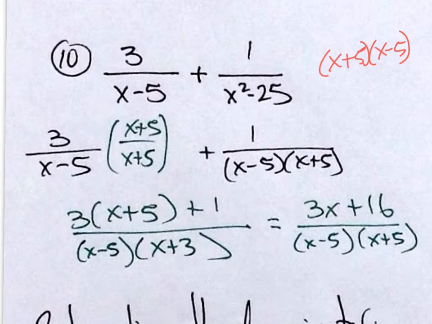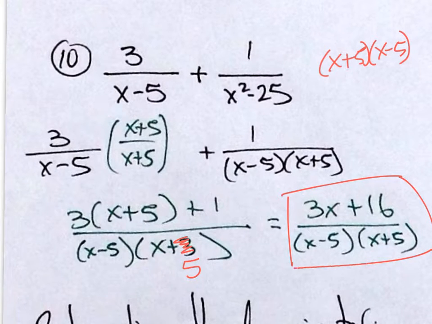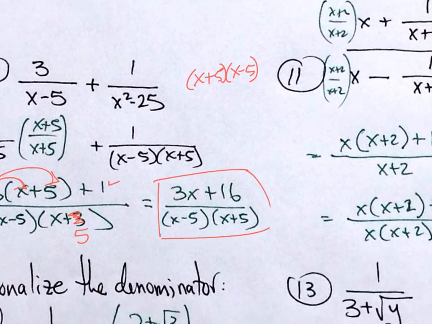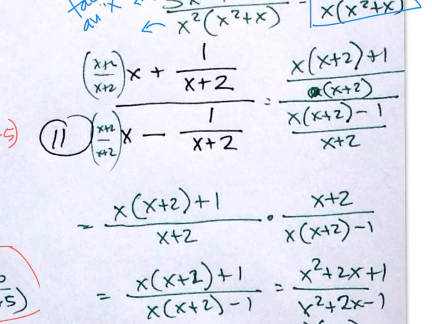Over here at the left, we do need to multiply by x plus 5 over x plus 5. So we have 3 times x plus 5 plus 1, all over x minus 5 times x plus 5. Who wrote that? Oh, I got it right over here. Okay. And then let's see. Distributing, 3x plus 15, and then plus 1 gives us 3x plus 16. Okay, that was cool. Number 11, look at this crazy stuff.